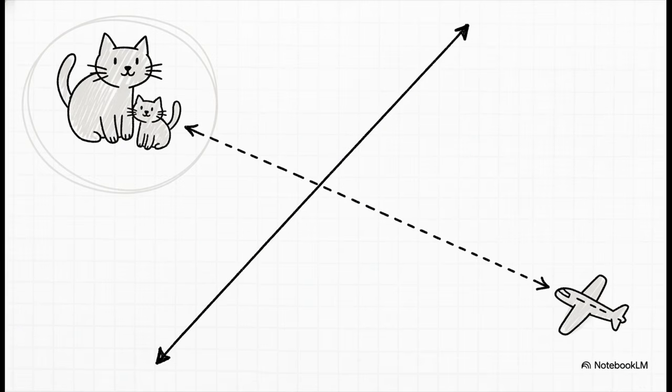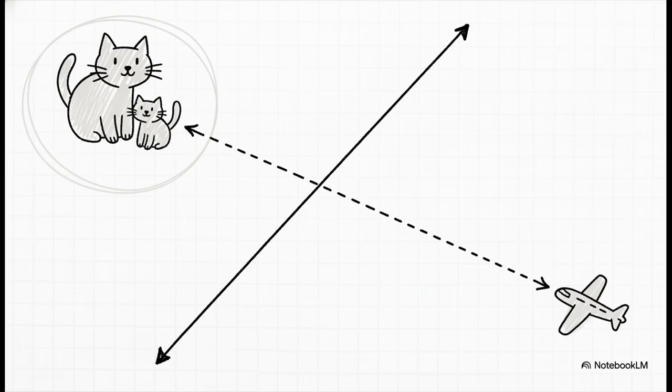And since these embeddings are really just coordinates in a massive multidimensional space, we unlock a seriously powerful concept. Proximity equals meaning. Words with similar semantic meanings, like cat and kitten, are assigned coordinates that place them geometrically close to one another in this space. Something totally unrelated, like an airplane, is placed way far away.